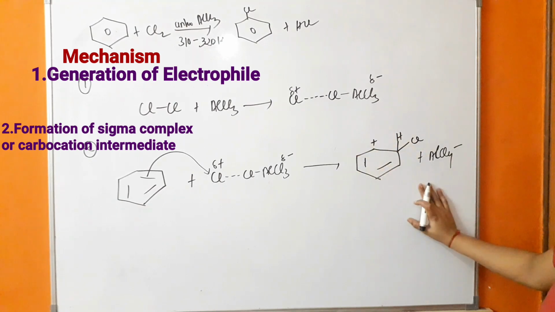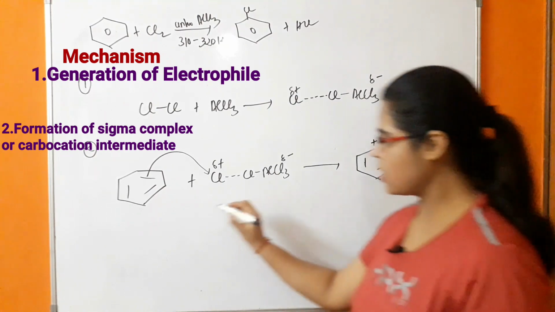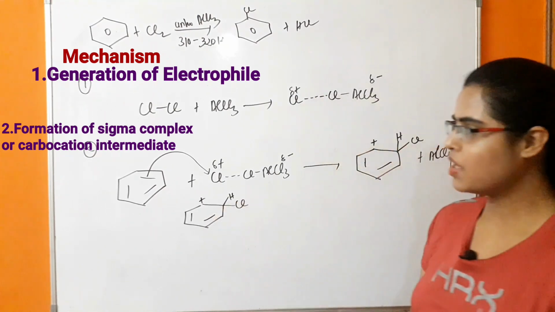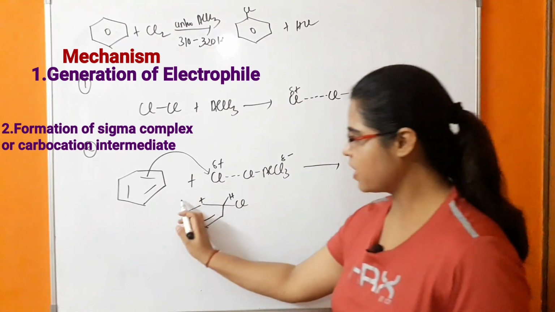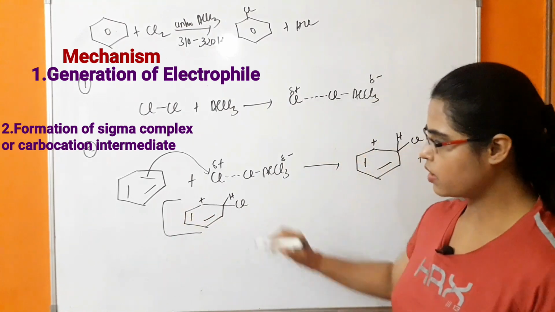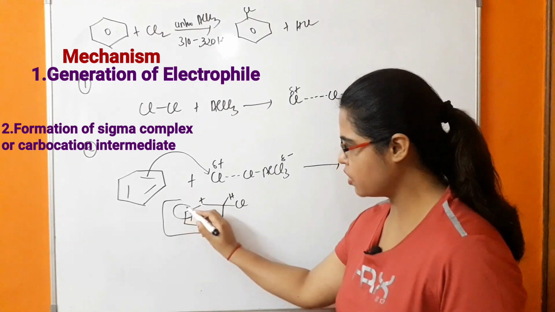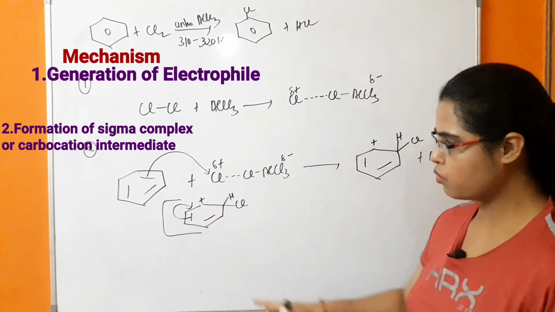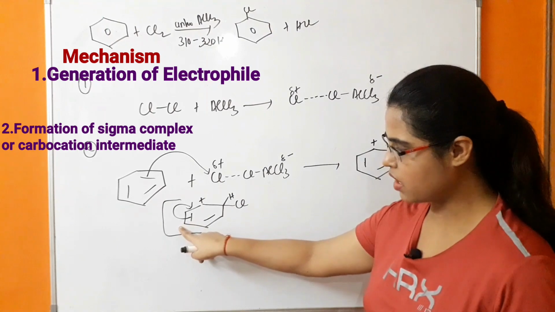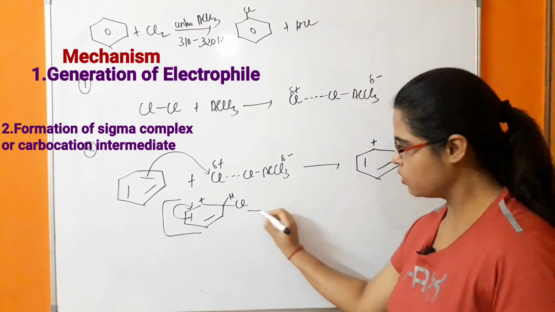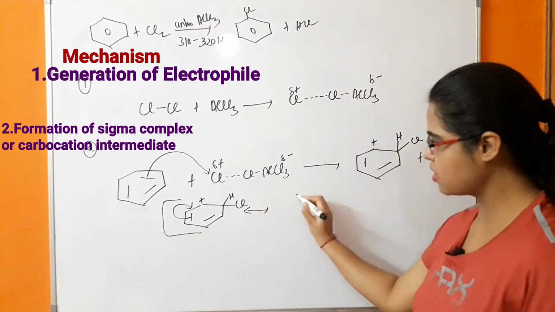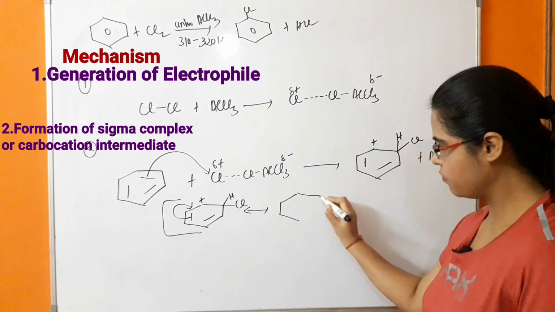So what is happening? This sigma complex is resonance stabilized. So how is this resonance stabilized in this case? What is happening is that this pi bond will be shifted towards this side, due to which positive charge will be coming on this position. So it is a resonance stabilized sigma complex.